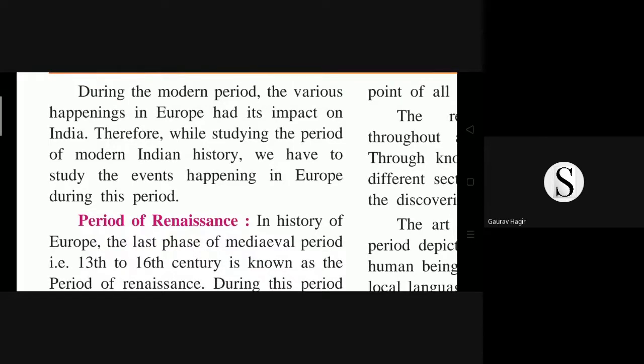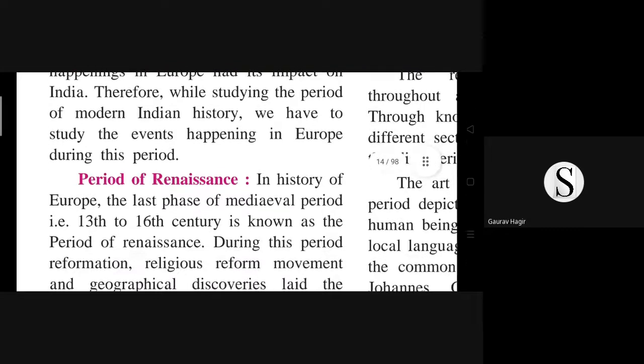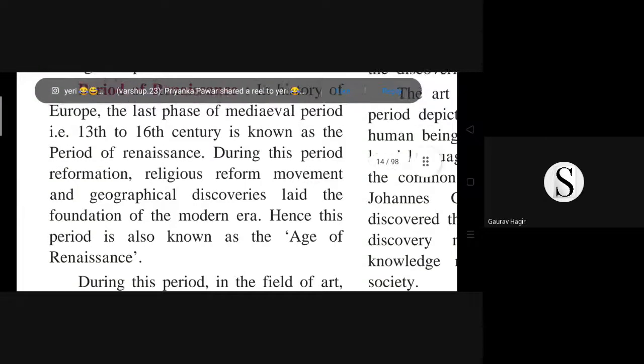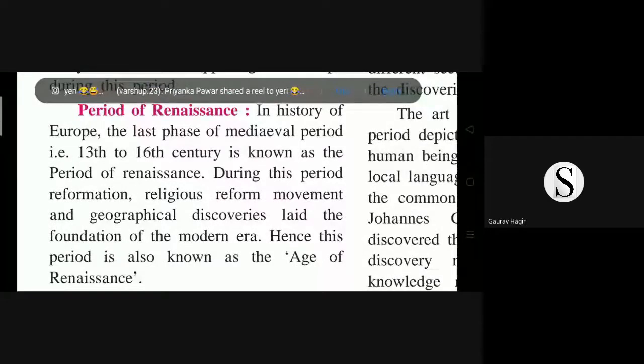Chapter number 2, Europe and India. During the modern period, the various happenings in Europe had their impact on India. Therefore, while studying the period of modern India in history, we have to study the events happening in Europe during this period. Renaissance. In the history of Europe, the last phase of the medieval period, that is 13th to 16th century.